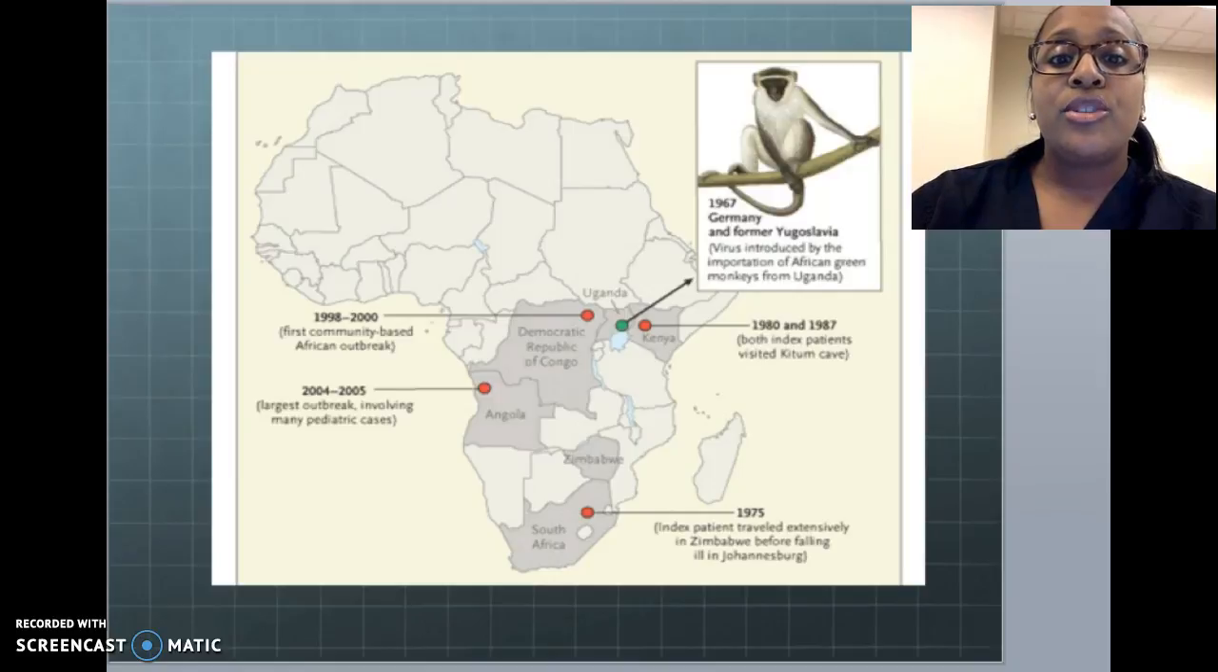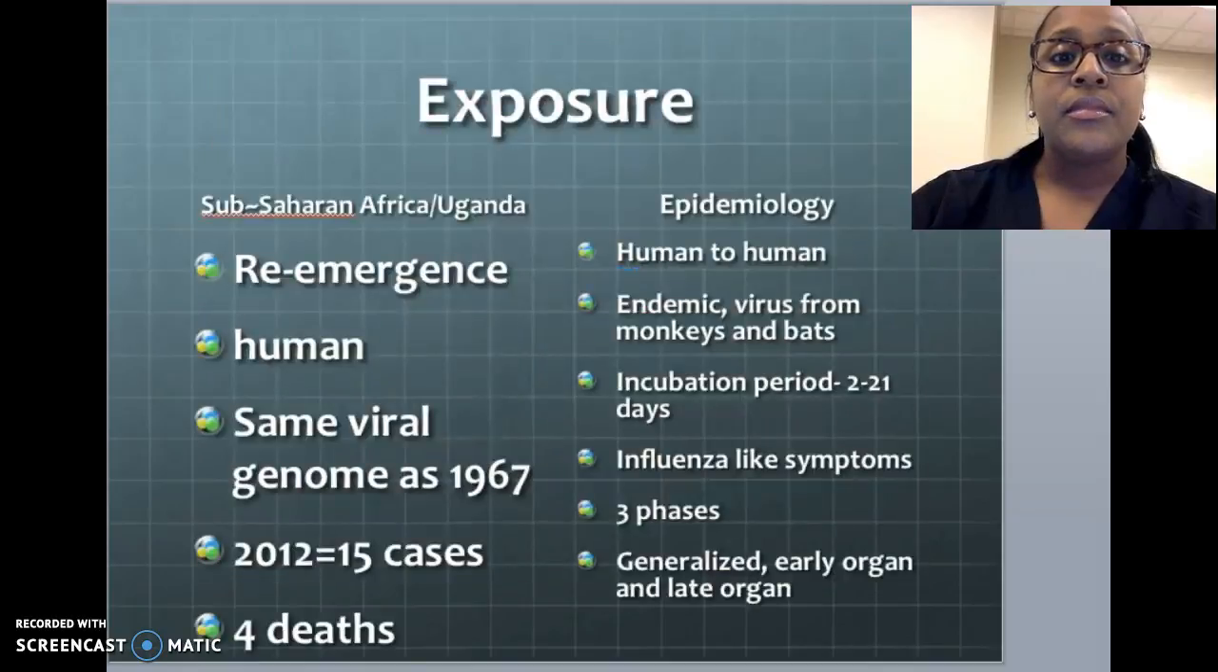This slide here shows you the history, as in where the Uganda virus had come from, where it originated from. And you can tell at the top, in 1967, when the German scientists had brought these monkeys from Uganda, this is where their exposure occurred. Most often it's in the sub-Saharan area because of the tropics.